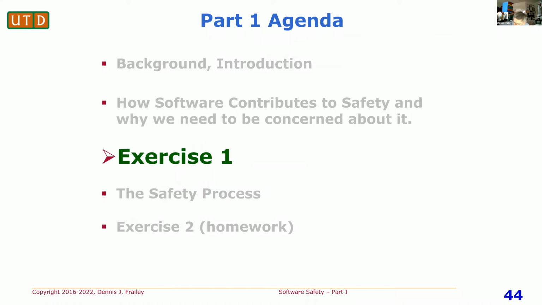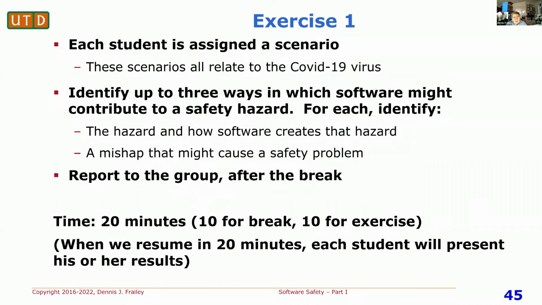Okay, now it's time for exercise 1. And we are a little earlier, but that's okay. The idea of exercise 1 is that each student is assigned a scenario. There's a handout available to you that has your name next to an exercise 1 scenario. And then there's another handout that describes each scenario. By the way, all these scenarios relate to the COVID-19 virus. I just thought I would put something that related to something that's currently of interest.